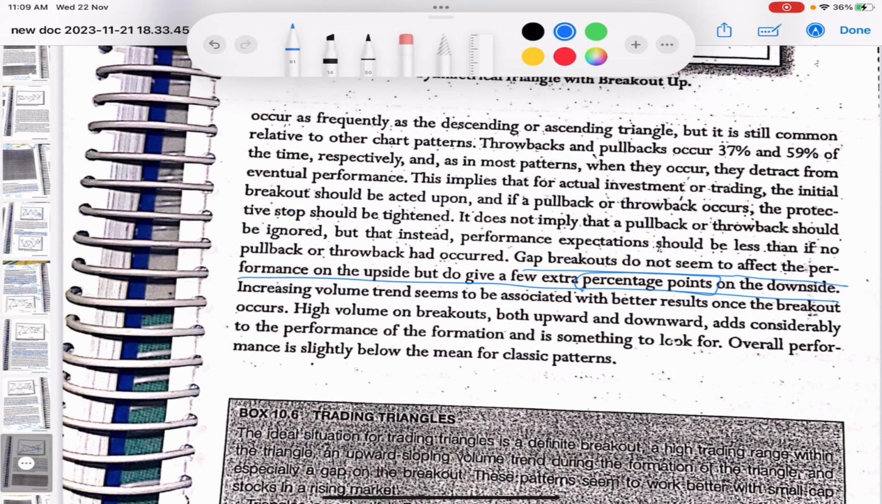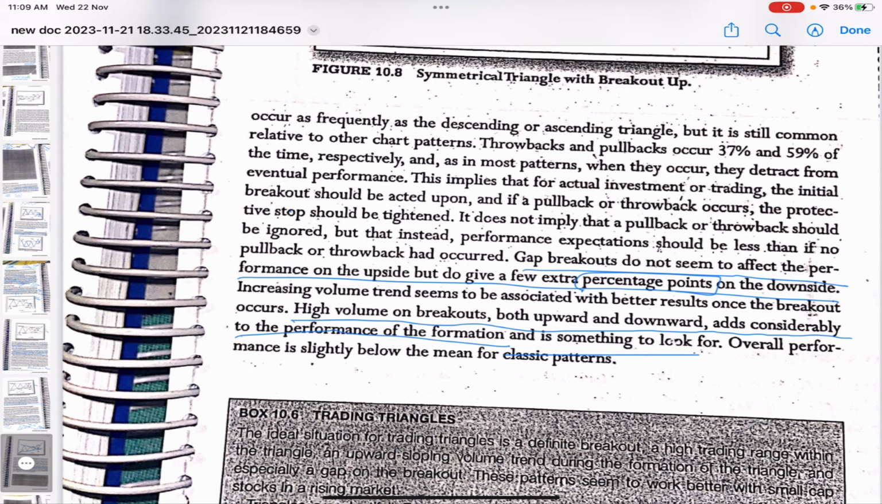Okay. Also, when we talk about the volume, high volume on the breakouts, both upward and downwards, adds considerable to the performance of the formation. So obviously, we want to look at the formation. We want to see that during the breakout there is a very high volume, but during the formation there is a low volume.